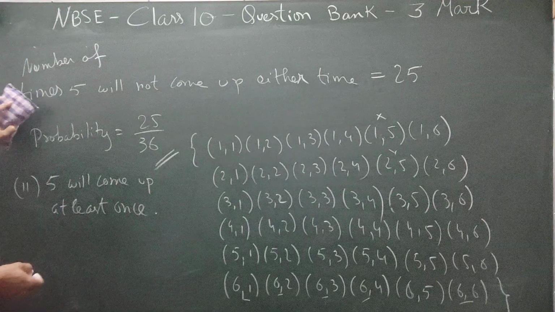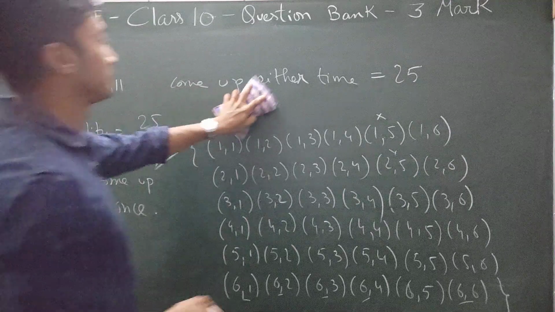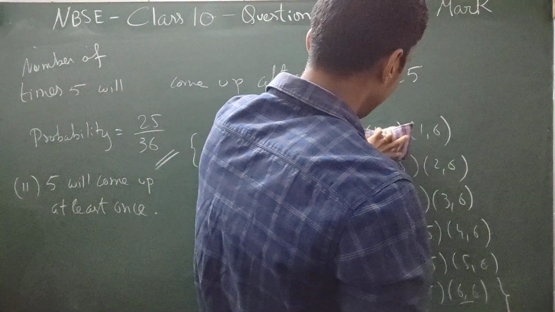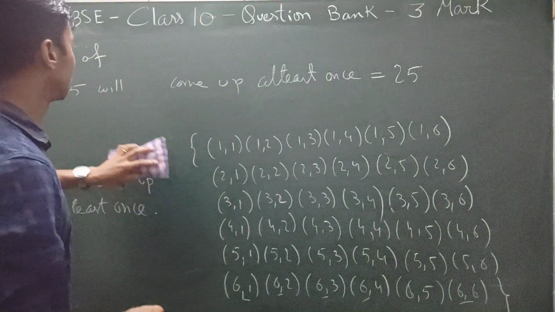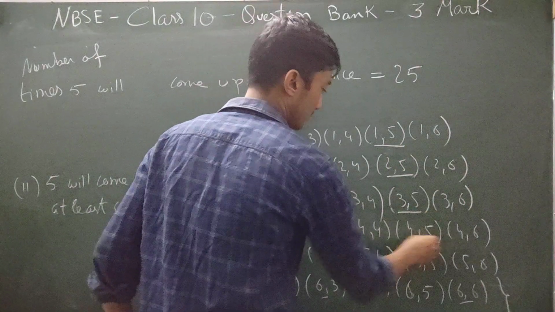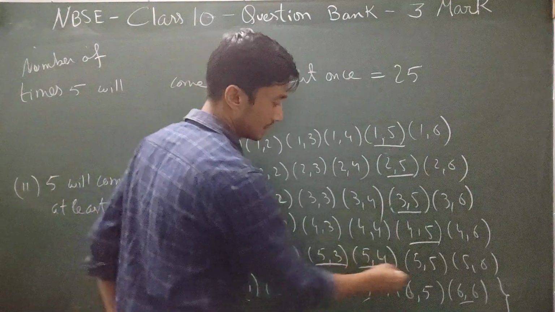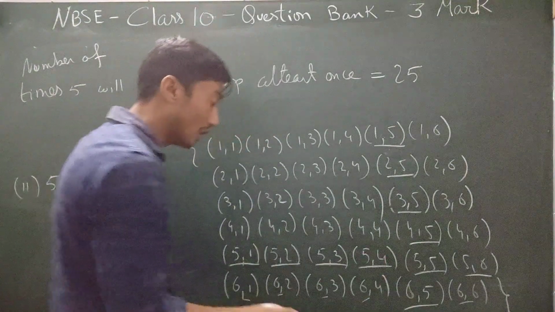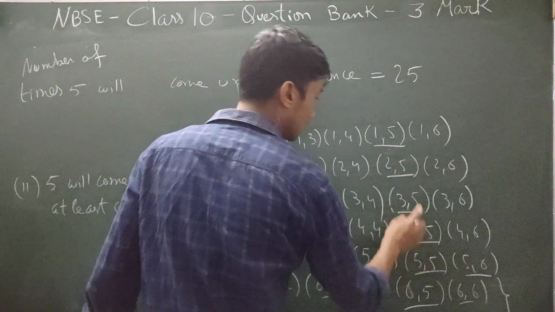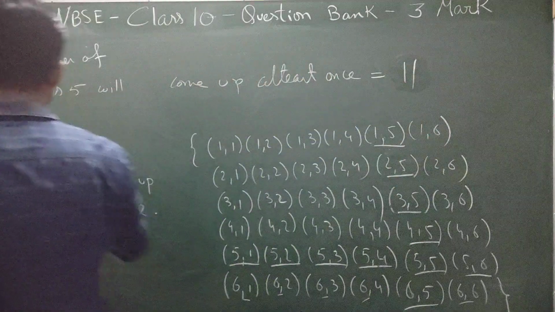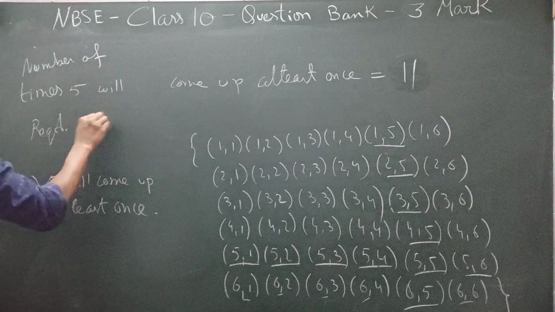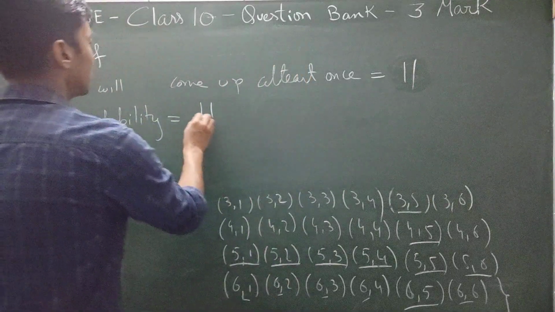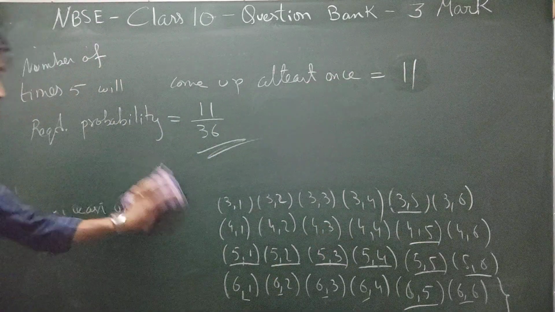So if we just count, then number of times 5 will come up at least once. Let's count. At least once. 1, 2, 3, 4. Here too. 5, 6, 7, 8, 9, 10, 11. 5,5 also will do. As I said, at least once, so it can happen 2 times also. So how many times? 1, 2, 3, 4, 5, 6, 7, 8, 9, 10, 11. 11. Therefore, required probability is 11 out of 36.